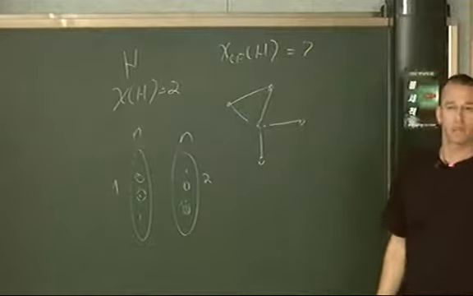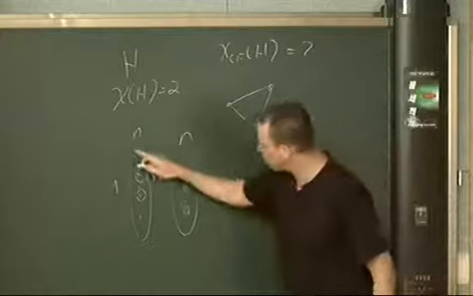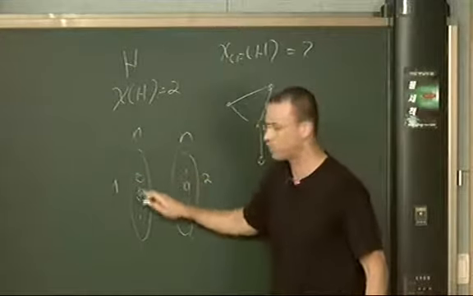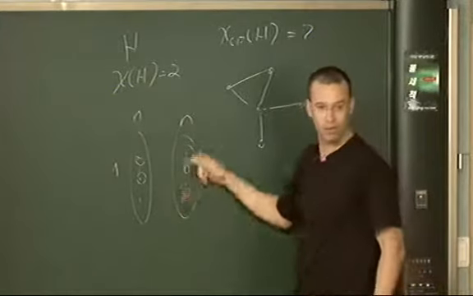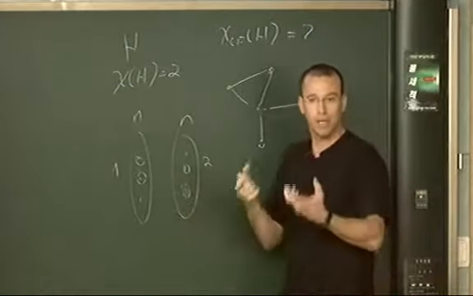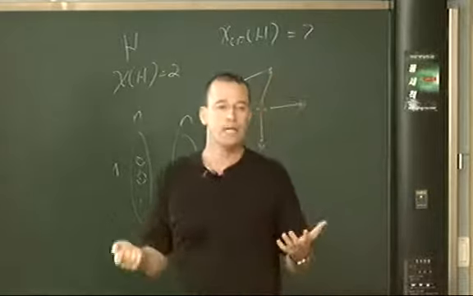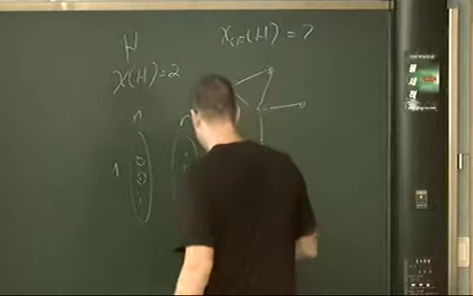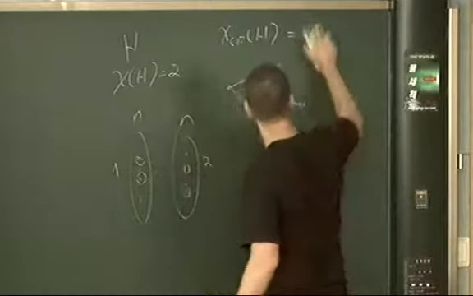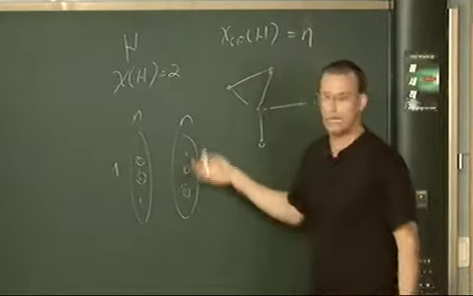Well, you can color it with n colors. For example, if you color all these n vertices with distinct colors, 1, 2, 3 up to n, and then give all the vertices here color 1, you can check that any hyperedge has a uniquely colored vertex. You cannot do less than n. Why? So I claim that this is n. Why can't you do less than n?